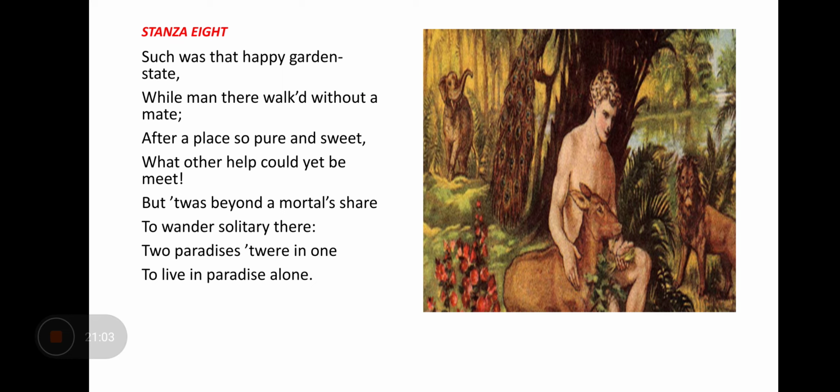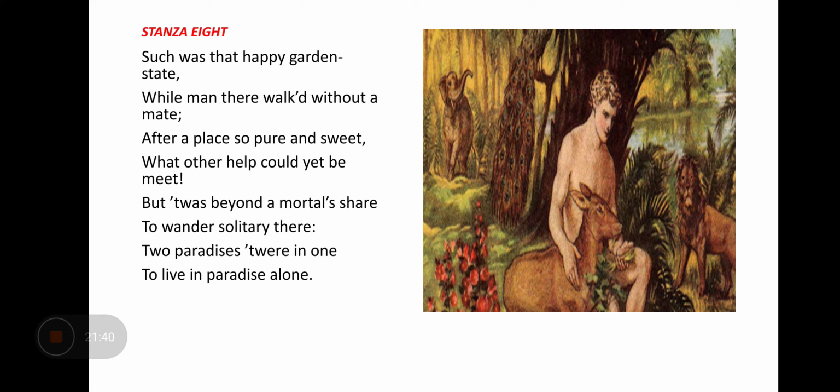Then in stanza 8, let me read stanza 8 first. Such was that happy garden state, while man there walked without a mate. After a place so pure and sweet, what other help could yet be meet? But it was beyond a mortal's share to wander solitary there, two paradises there in one, to live in paradise alone. The indirect allusion here is of the Bible and the creation of man.